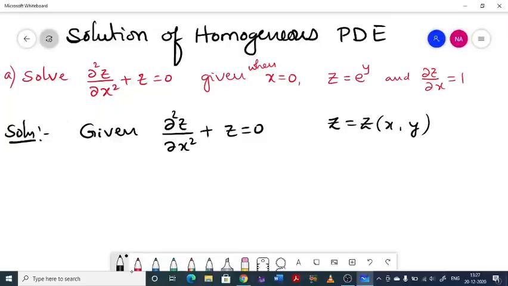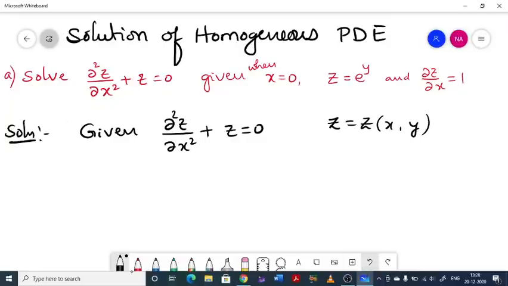Why should I take this one more variable? Because here I have partial differentiation, I mean a partial derivative. That means there must be at least two independent variables. So there must be two independent variables. x is given, so we need one more, and I am just assuming it as y.